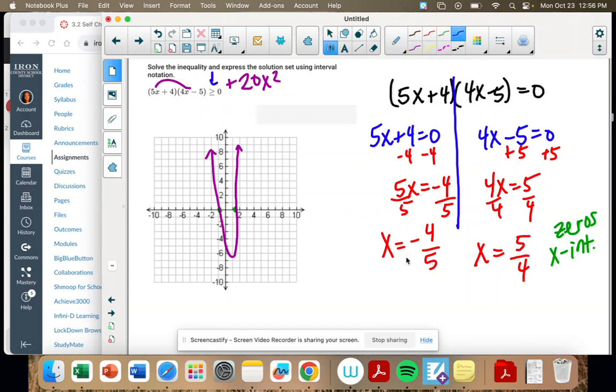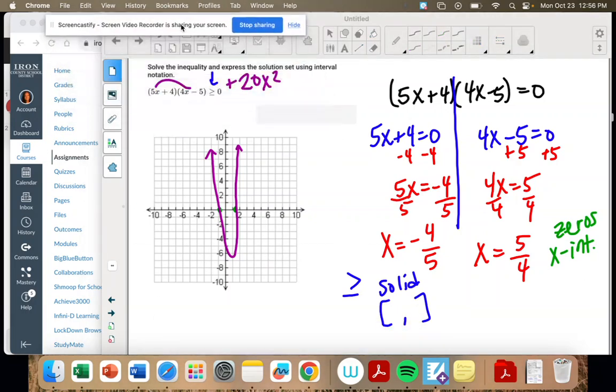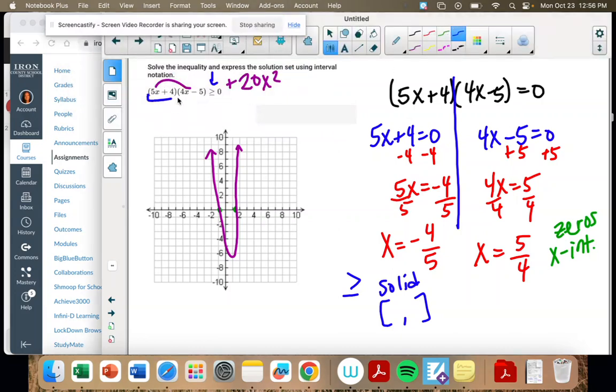Because our inequality has a line under it, that means that the graph is a solid line. And it also means we could have brackets in our interval. So let's look at our interval. Look at the function. It's greater than or equal to 0.